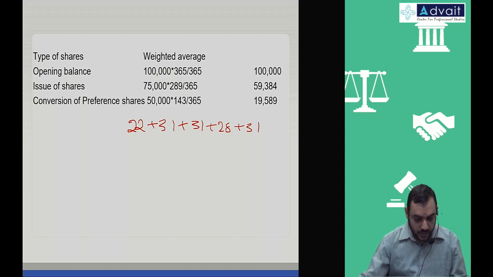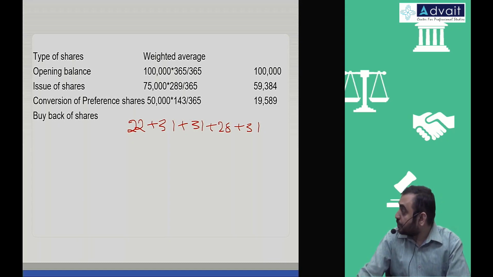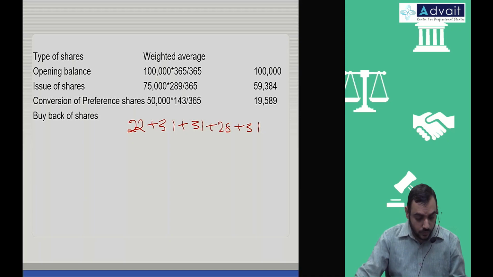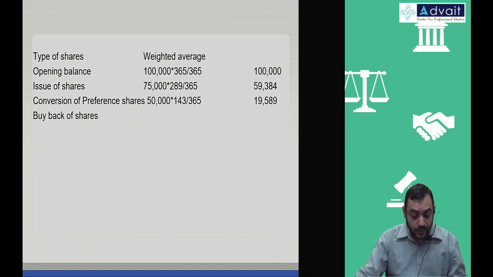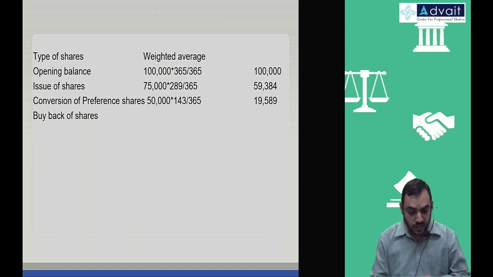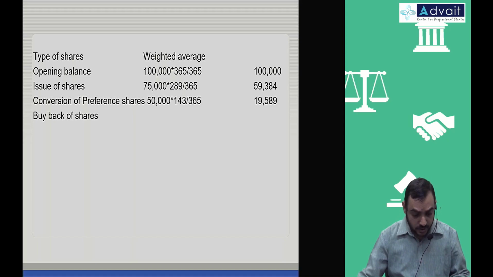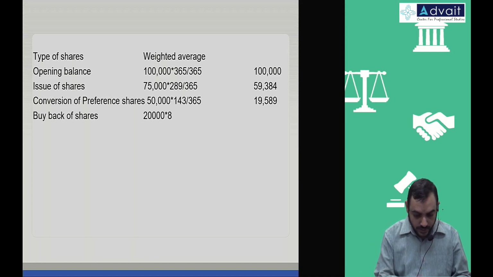Next we have buyback of shares. Buyback of shares should be subtracted, and the date of buyback is 22nd February. So from 22nd February, if you count the number of days, 6 days in February and 31 days in March, that is 20,000 into 8 divided by 365.